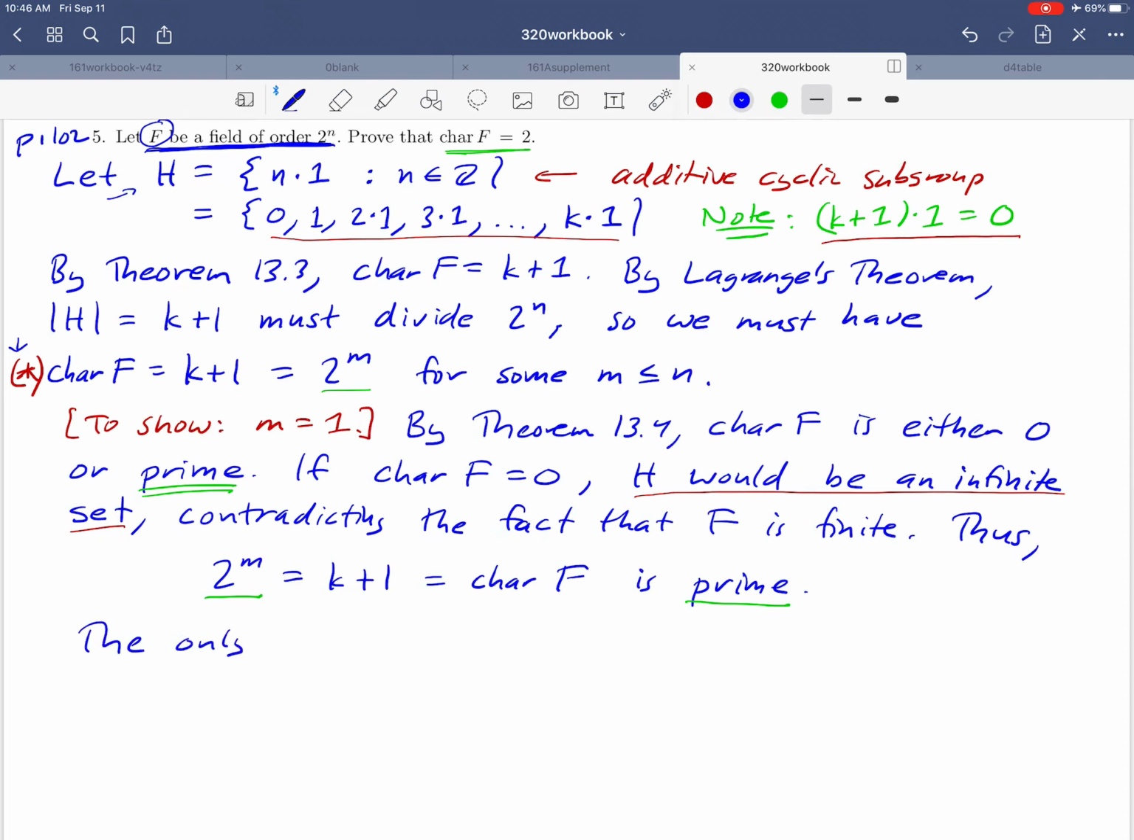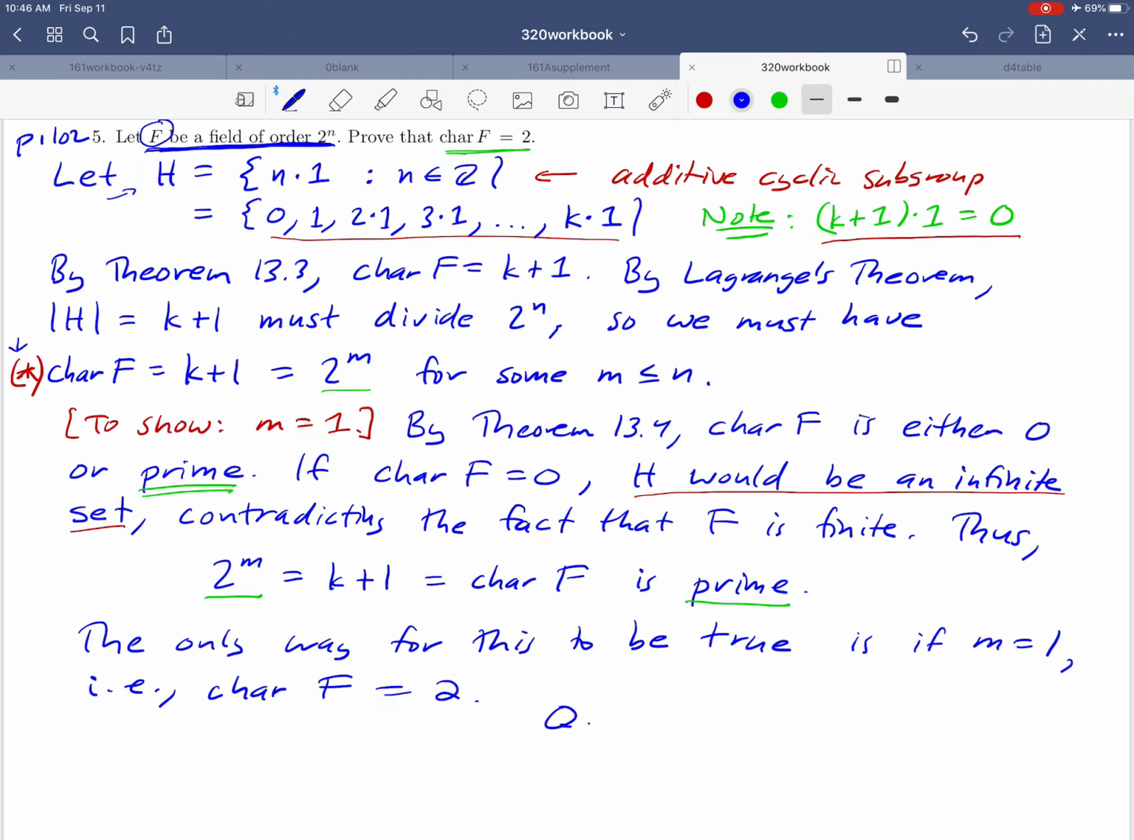So the only way for this to be true is if m equals 1, and that tells us that the characteristic of f is 2. All right, and we are done.